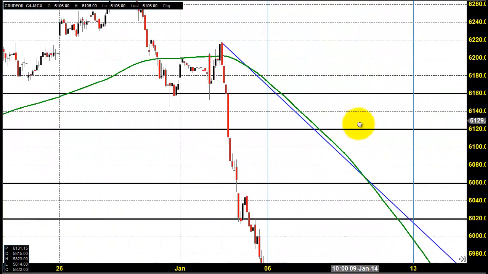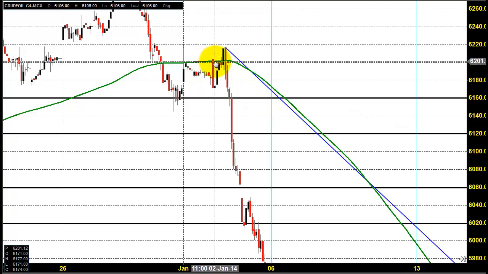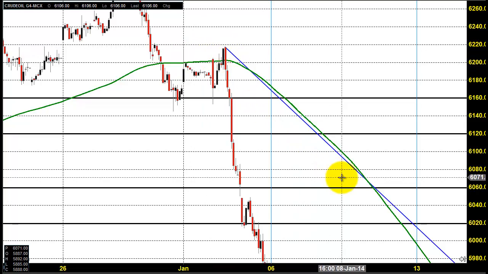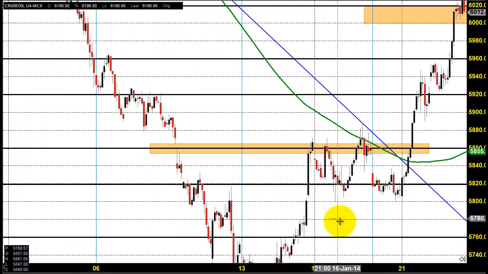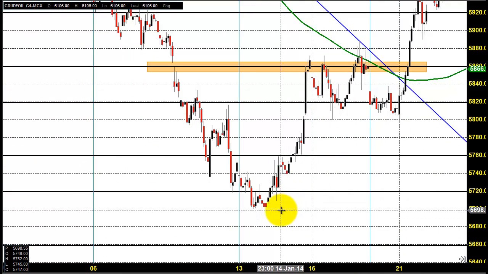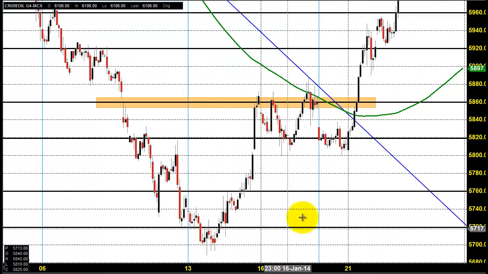You can see on Jan 1st, in this particular contract, this was the area where the price dropped, and it reached a low of 5700. Now it has taken a U-turn.